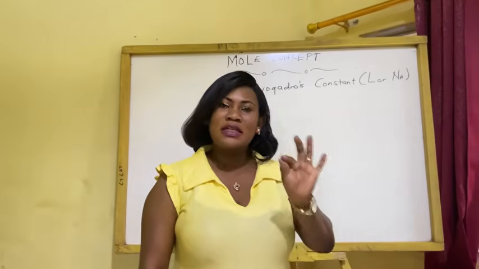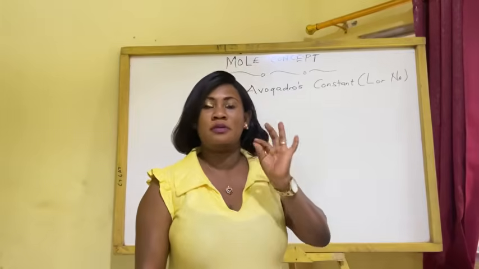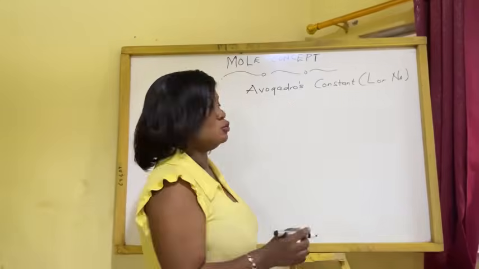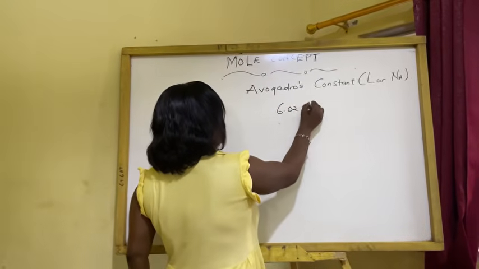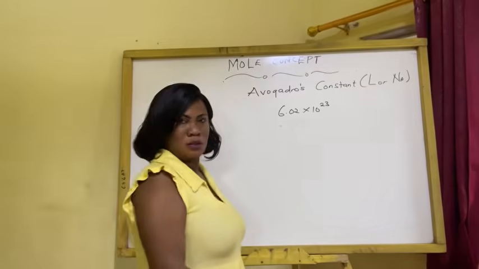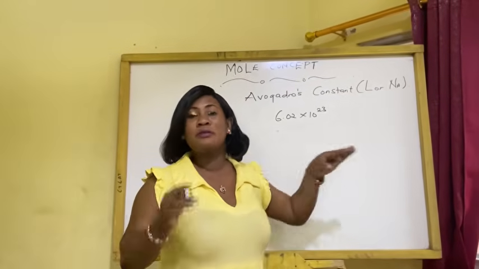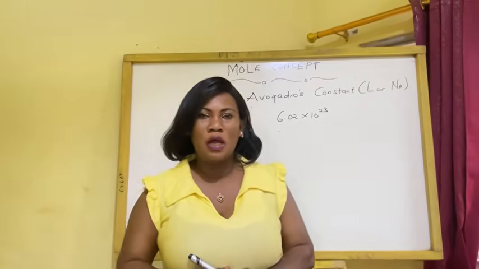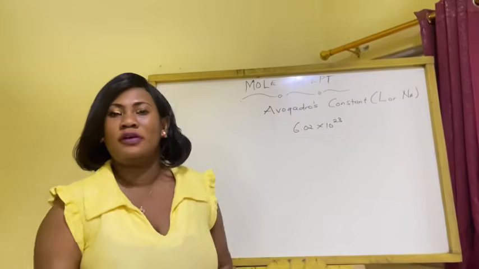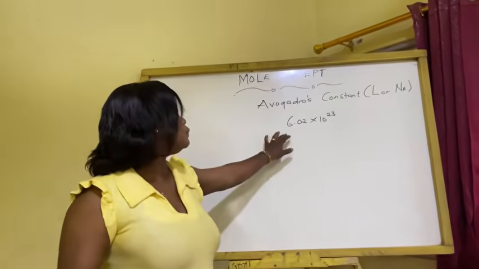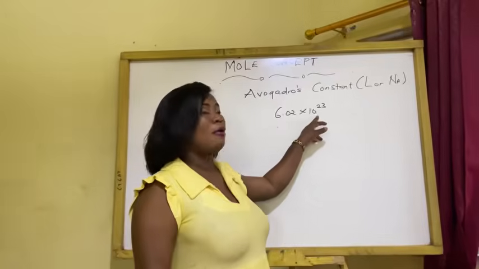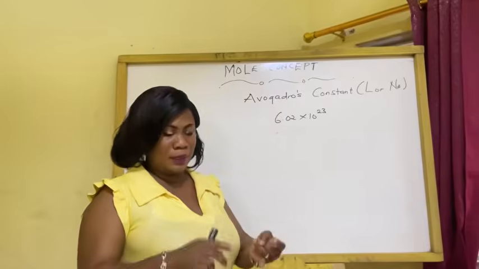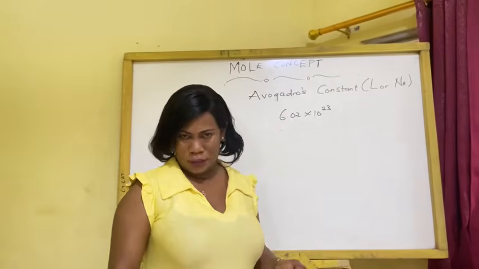And this has been found experimentally, and the Avogadro's constant has been found out to be 6.02 times 10 to the power 23. So we count atoms or particles, depending on the question you have. As we move along, we will take a question and look at it. 1 mole of a substance contains 6.02 times 10 to the power 23 particles. And we are saying that these particles could either be atoms, ions, or molecules.